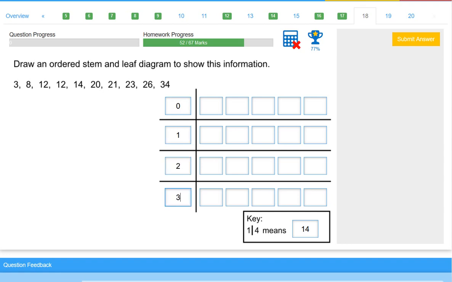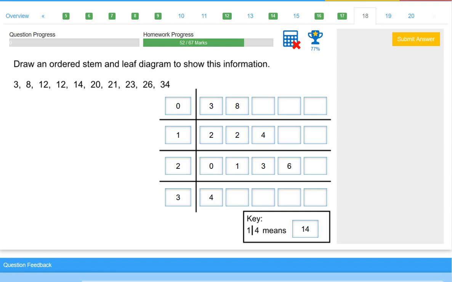So 3 is 0, 3. 8 is 0, 8. 12 is 1 and a 2. Another 12 is 1 and a 2. 14 is 1 and a 4. 20 is 2 and a 0. 21 is 2 and a 1. 23 is 2 and a 3. 26 is 2 and a 6. And 34 is 3 and 4.